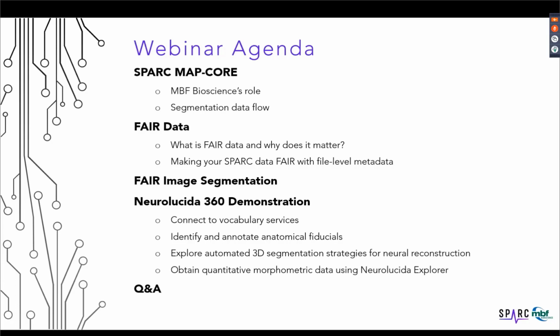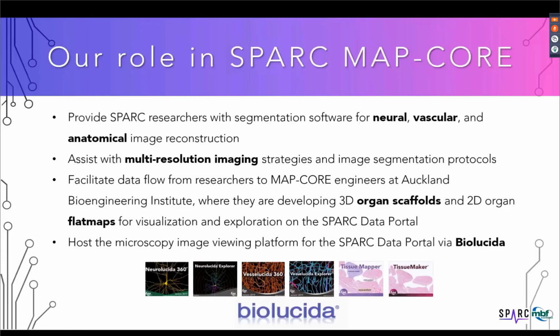We'll then demonstrate SPARC-specific annotation features and neuronal reconstruction strategies in Neurolucida 360. Once we've shown you how to segment image data, we'll take the segmentation file and explore morphometric analysis available in Neurolucida 360's analytic companion software, Neurolucida Explorer. We'll end with some information about how to access a license for MBF Bioscience software so you can begin segmenting fairly today.